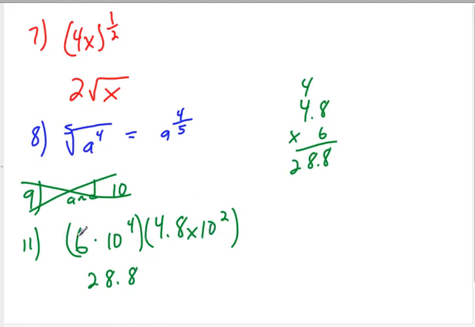Oh, I use a dot here and an x here. That's strange. I'm not going to fix it, but just beware. They mean the same thing. 10 to the 4th times 10 squared is 10 to the 6th. So times 10 to the 6th.